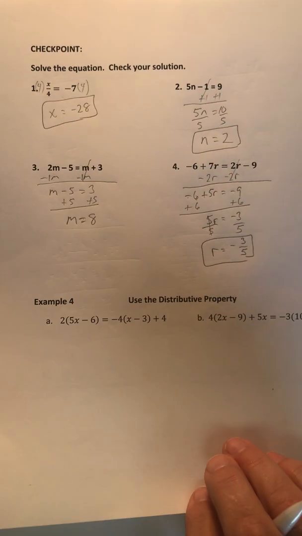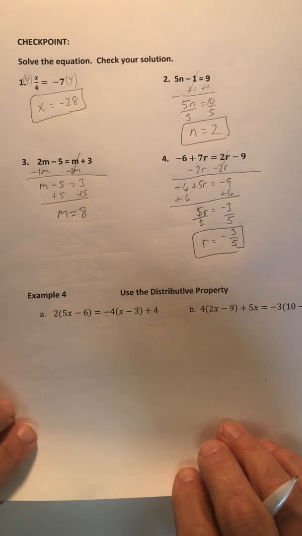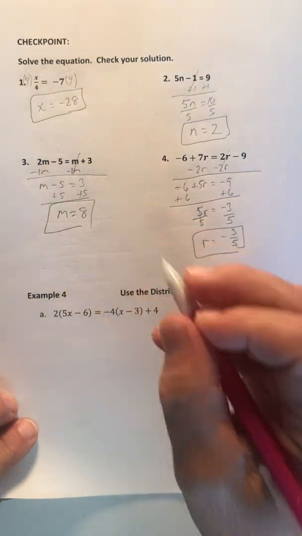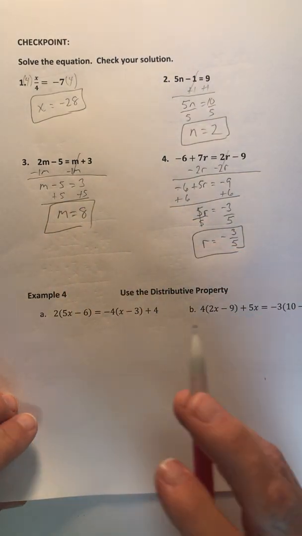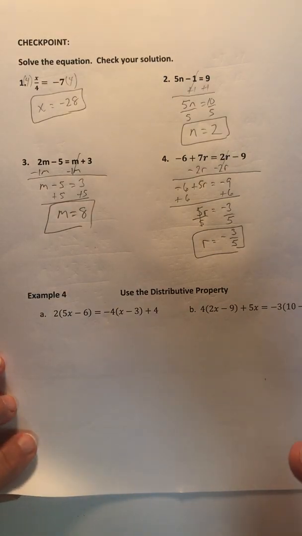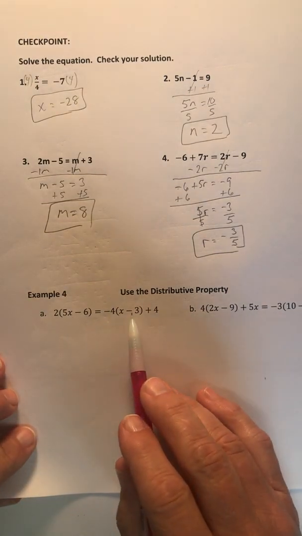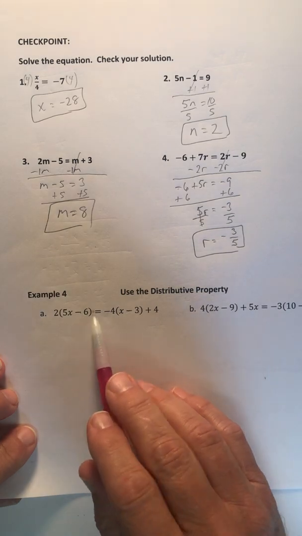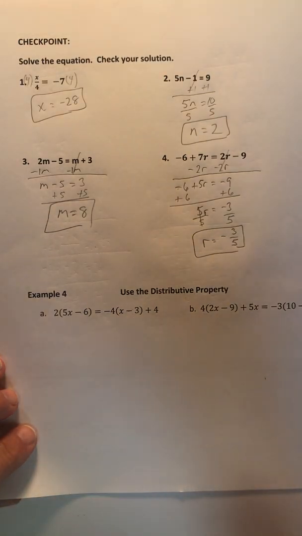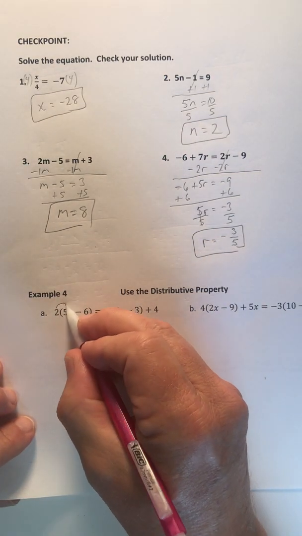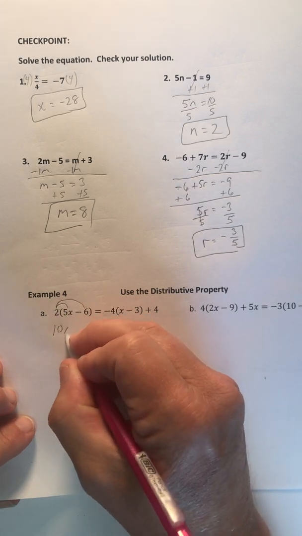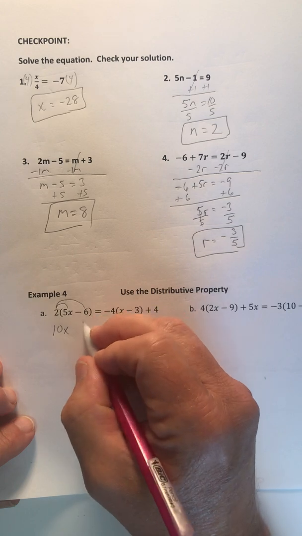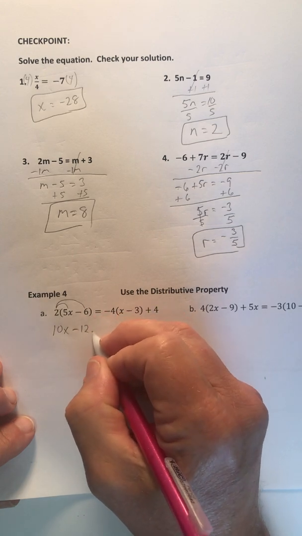All right, and the last one we got to do, example 4, is we have the distributive property. So anytime you see parentheses, you have to do the distributive property. So what you're going to do is, when you have this that look like this, you got to simplify both sides first. All right, then you'll solve. So the first thing we have to do is we got to distribute the 2. So 2 times 5x gives me 10x. 2 times 6 gives me minus 12.